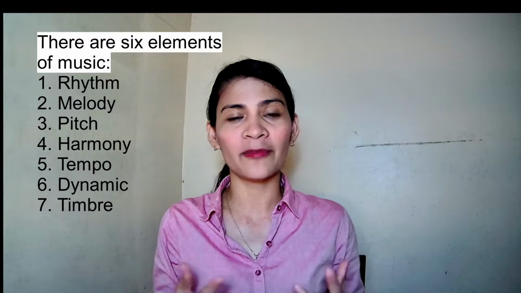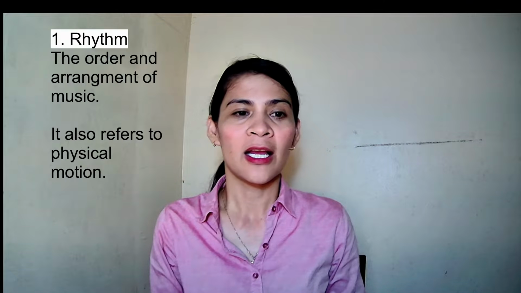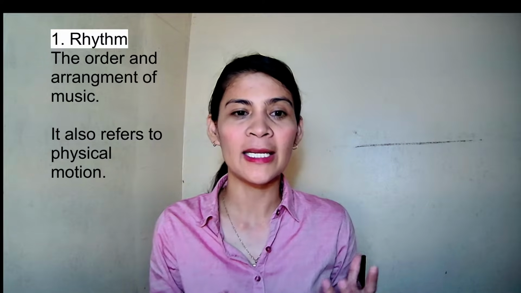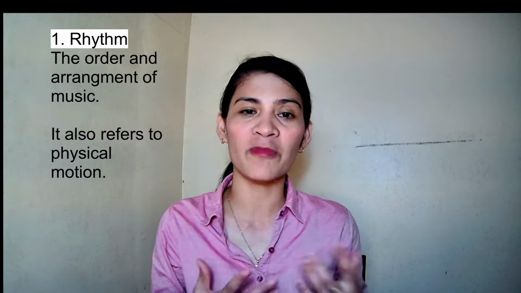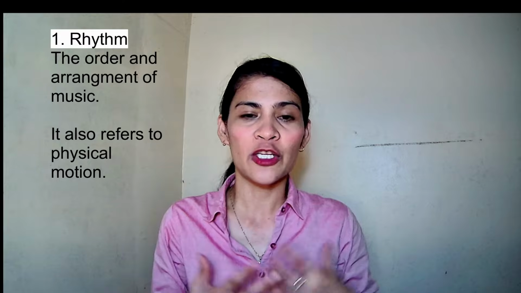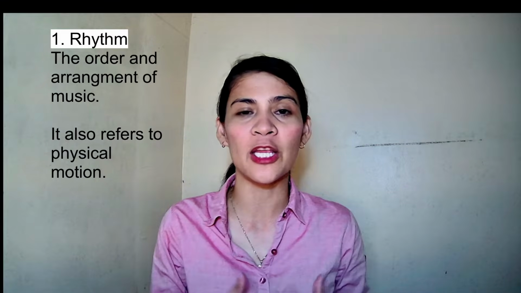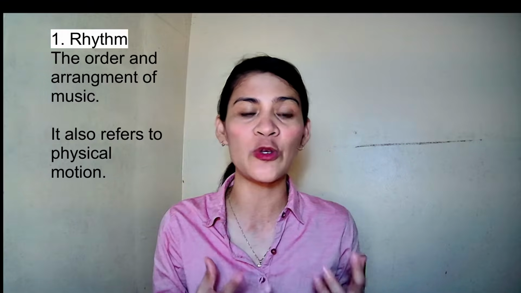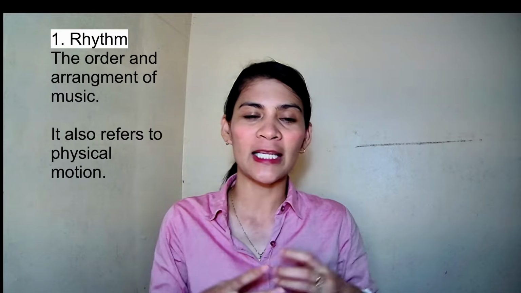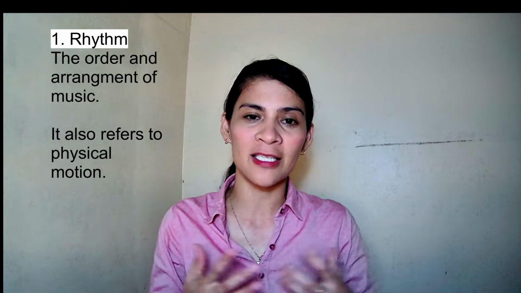So let's talk first about the elements of music. We have the rhythm. It is the arrangement of music. It shows a regular pattern with a uniform number of beats in uniform measures, meaning it is very orderly, very consistent, very regular. So that is rhythm.